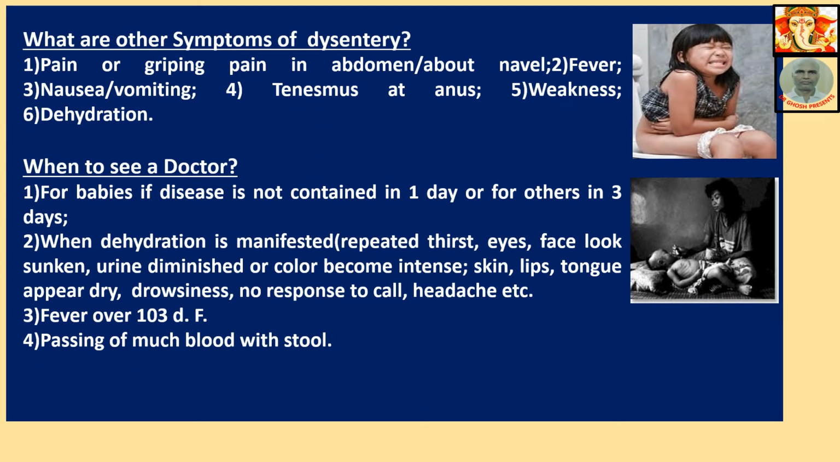What are other symptoms of dysentery? Number one, pain or griping pain in abdomen, about the navel. Number two, fever. Number three, nausea, vomiting. Number four, tenesmus at anus, maybe also in the rectum. Weakness, dehydration.